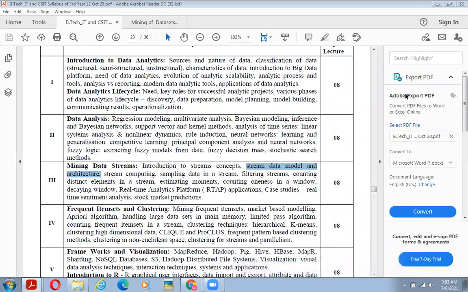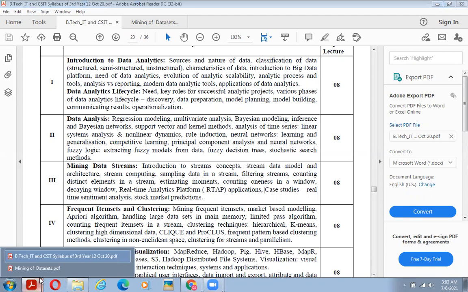So here, we were having the stream concept in the previous video. Now we discuss the stream data model and architecture. In this video, we will try to collect the information about stream computing and standards, and how stream computing is initiated with the help of sampling data. Okay, let's go ahead.